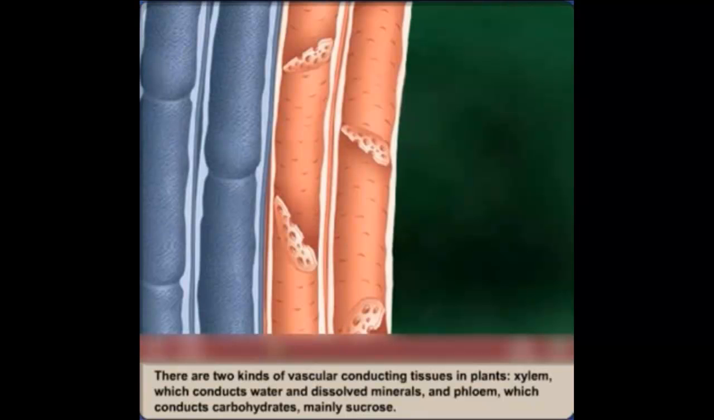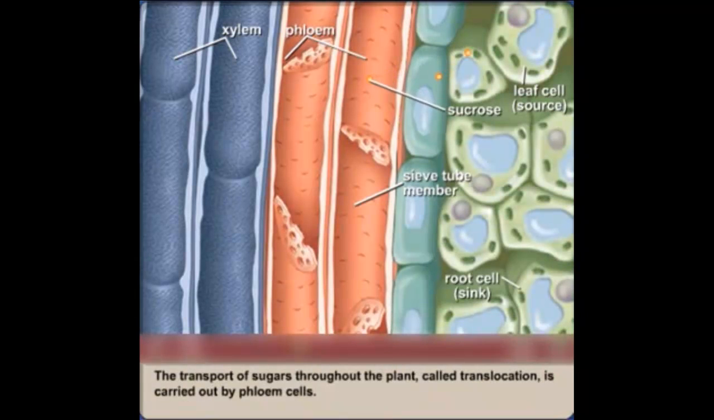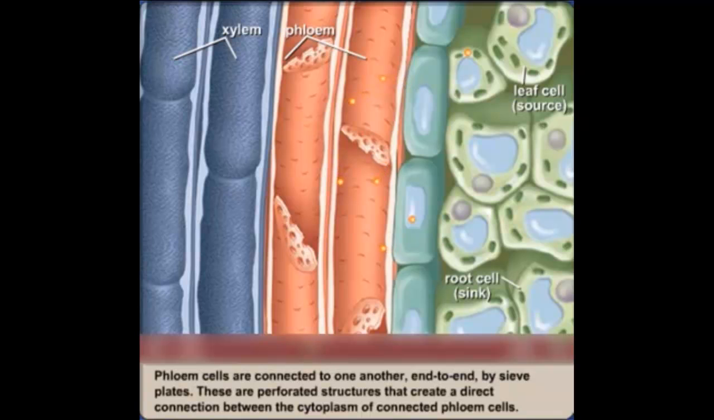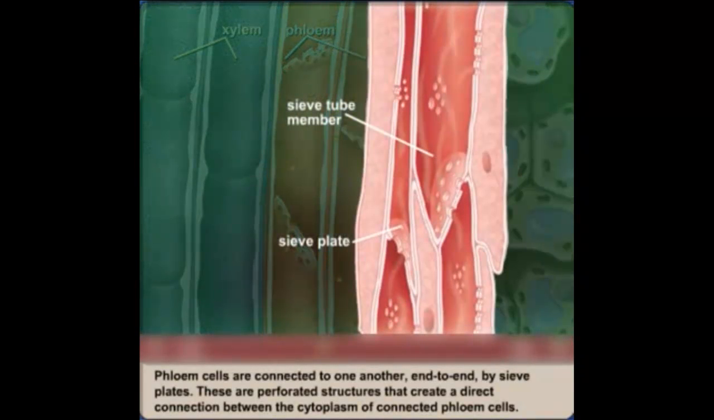There are two kinds of vascular conducting tissues in plants: xylem, which conducts water and dissolved minerals, and phloem, which conducts carbohydrates, mainly sucrose. The transport of sugars throughout the plant, called translocation, is carried out by phloem cells. Phloem cells are connected to one another end-to-end by sieve plates. These are perforated structures that create a direct connection between the cytoplasm of connected phloem cells.